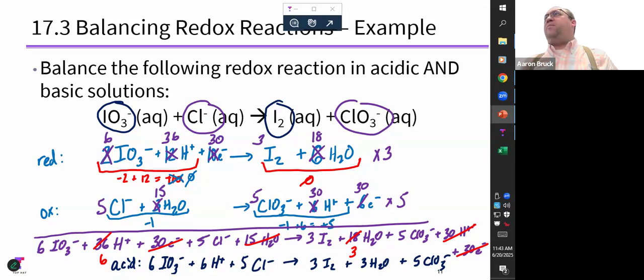But generally speaking, charge balance and atomic balance usually go hand in hand. And so if you have it charge balanced, you're going to have the rest. Now, how do I turn this into base?